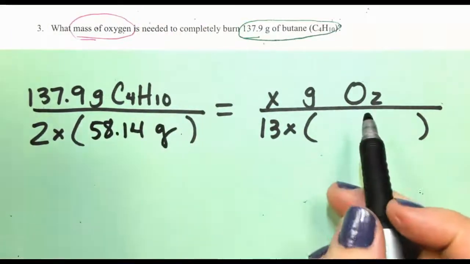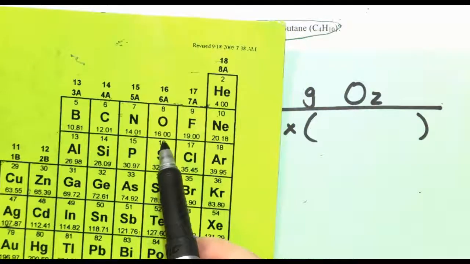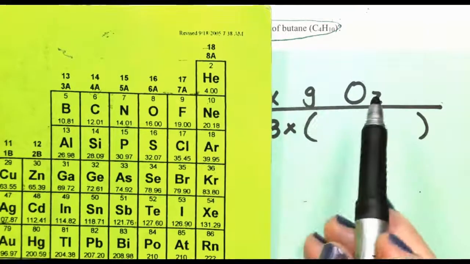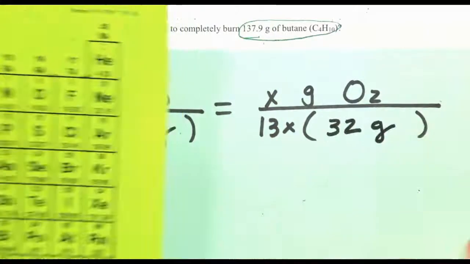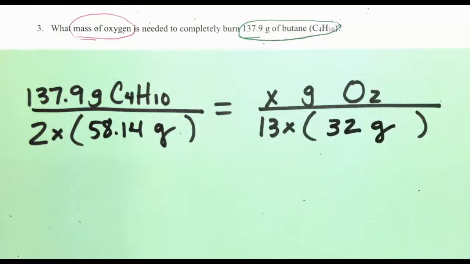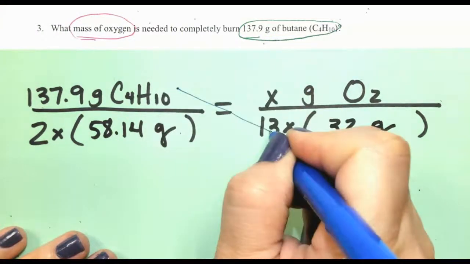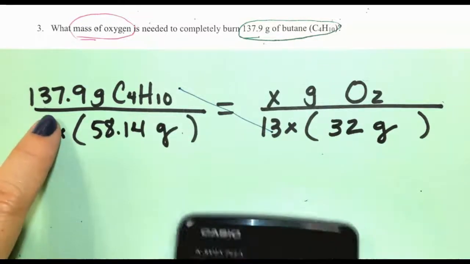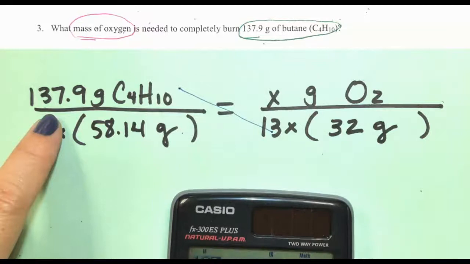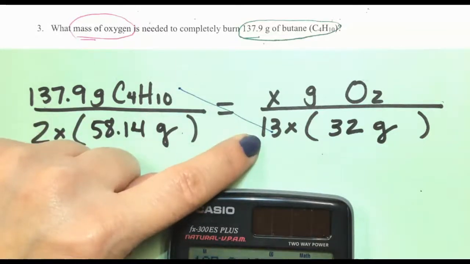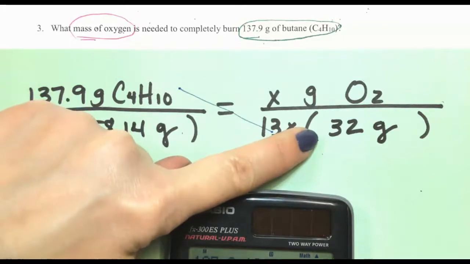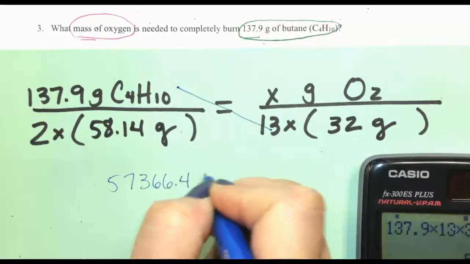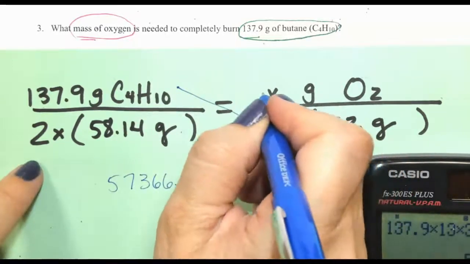And then for oxygen, it is 16 grams on the periodic table. I have 2 of them, subscript of 2, so 16 times 2 is equal to 32 grams for my oxygen. Now we can cross multiply. We're going to do this times this. And if you want to do some simplifying, you can. Like we can go ahead and multiply all of these numbers immediately. 137.9 times 13 times 32 equals, and that's going to get us quite a large number, 57366.4 equals, and now we're going to do this times this.